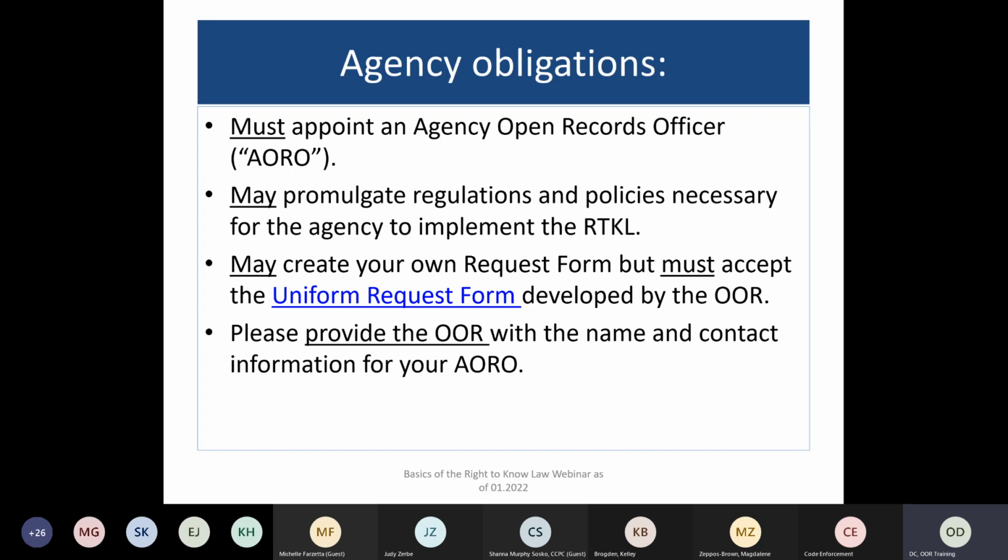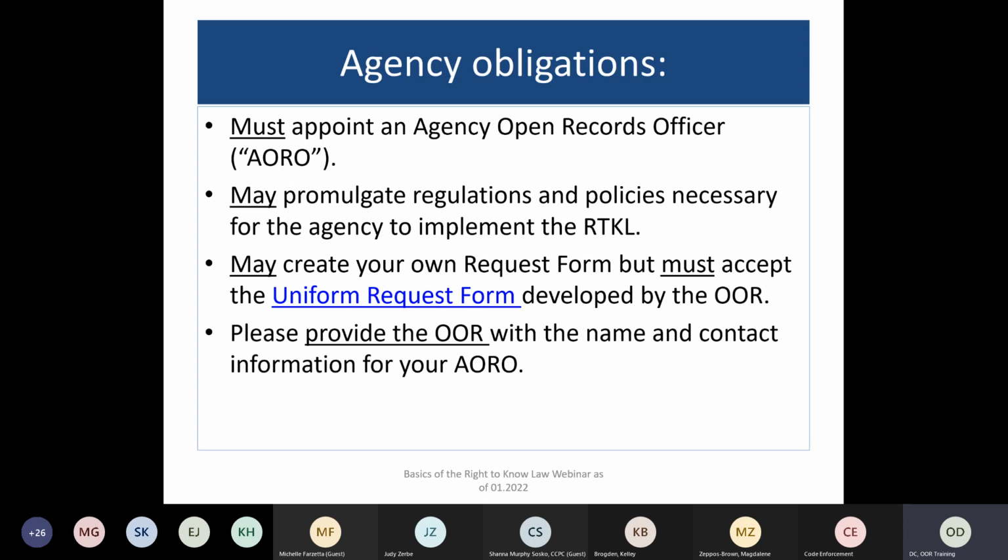Also, we ask that you provide our office with the name and contact information for your arrows. Again, on our website, we have a database of all the arrows statewide. Some of them are self-populating. We have a link to the Department of Community and Economic Development's Mundstat site, but we also recognize that people move on. They get promoted, they retire, move to another agency. So it's important that we be able to keep this information up to date.